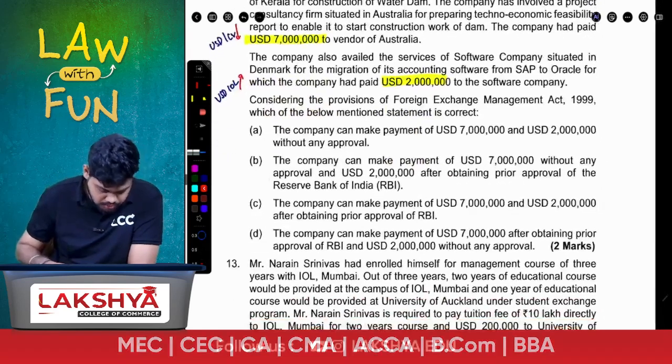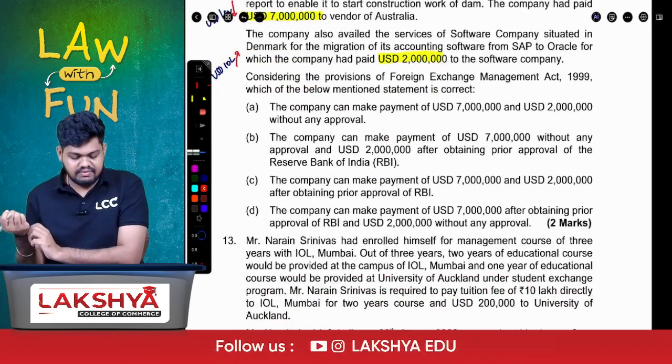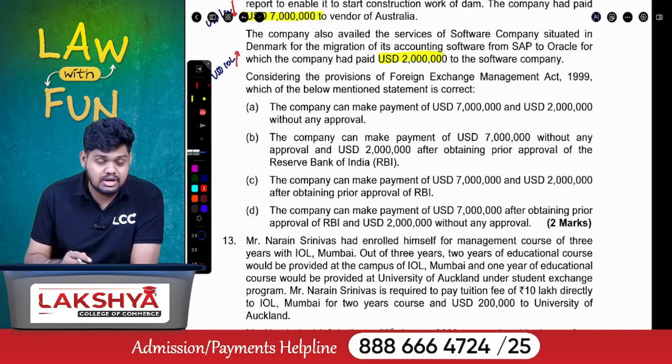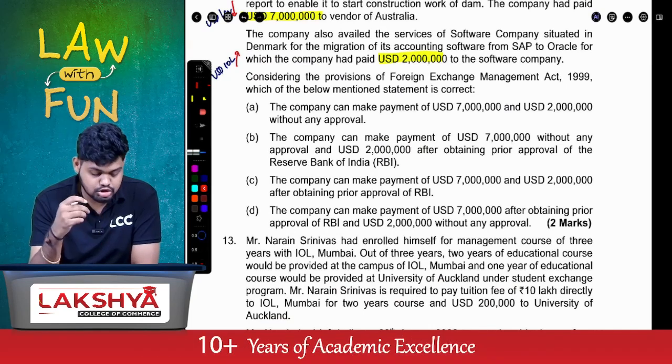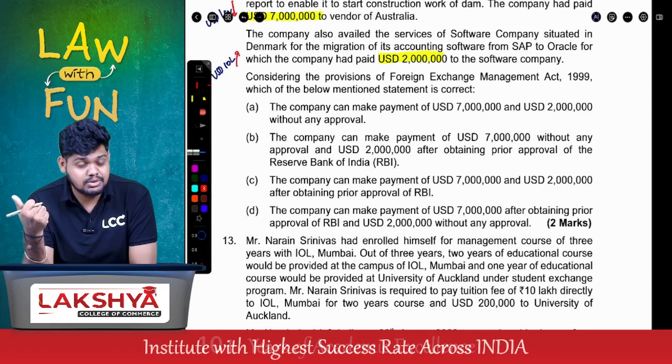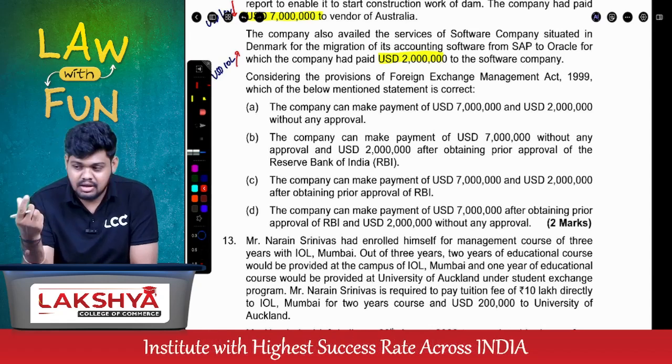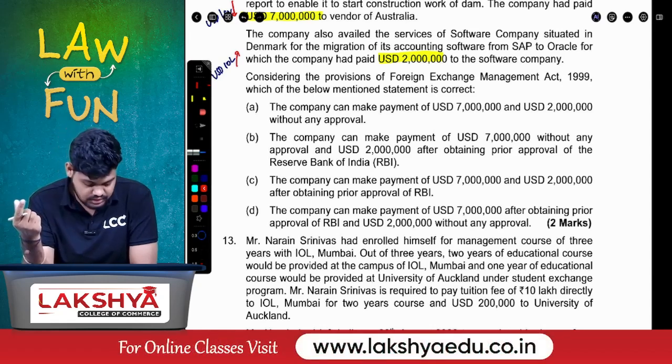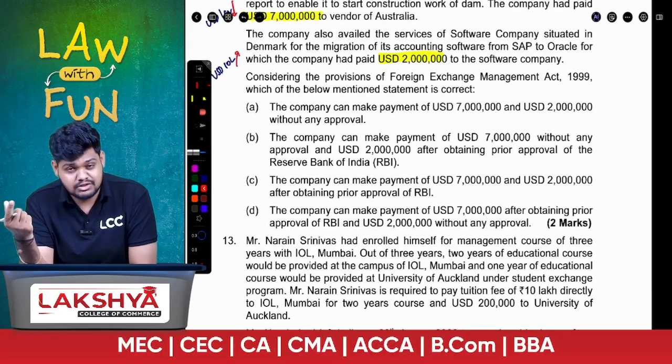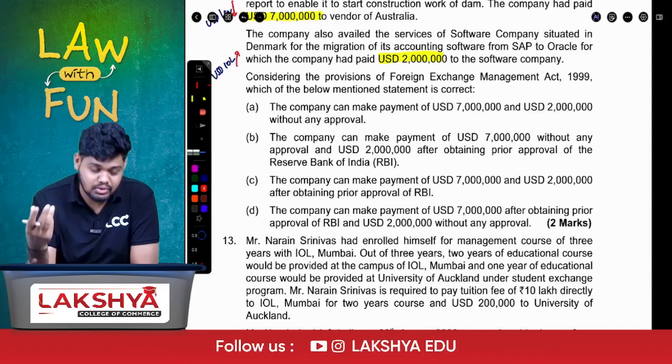So let's go through the options here. The company can make payment of 70 lakhs and 20 lakhs without any approval. The answer is wrong, because as the conclusion was, 70 lakhs of infrastructure project was within the limit, no approval is required, but 20 lakhs of the software services other than infrastructure is exceeding the limit of 10 lakhs, approval is required.